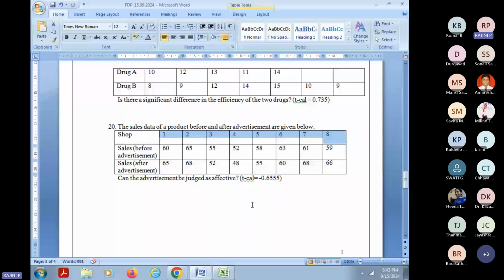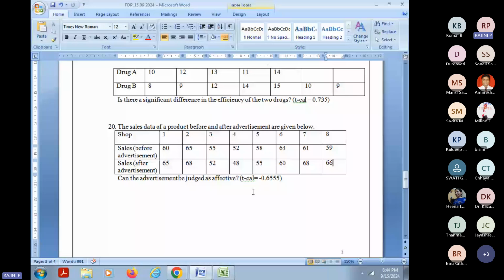Now there is a question for you. If I have shops 1 to 8, where I collected the before-advertisement data, and shops 9 to 16, different shops, for the after-advertisement data, then can I apply the paired t-test? See, I told you, if it is the same shop before and after, that means from one shop you are collecting the data 2 times, before and after the advertisement, then in that case we go for the paired t-test.